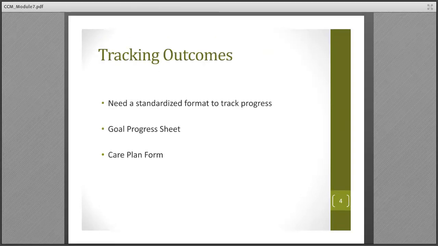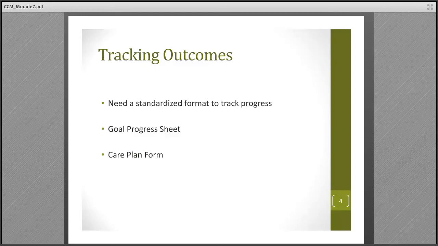Tracking outcomes. A standardized format for documentation of all care management activities is recommended. A standardized care plan that is accessible to all members of the care team enables everyone to view changes in the plan over time, such as discontinuation of services that are no longer needed, medications that have been discontinued, or addition of new services or medications to the plan. The use of a goal progress sheet is one way to track progress toward the person-centered goal at the time of each regular monitoring contact.